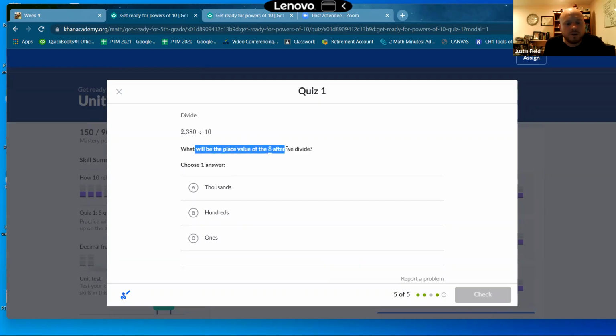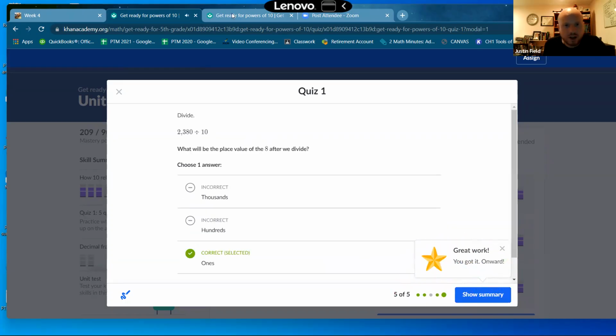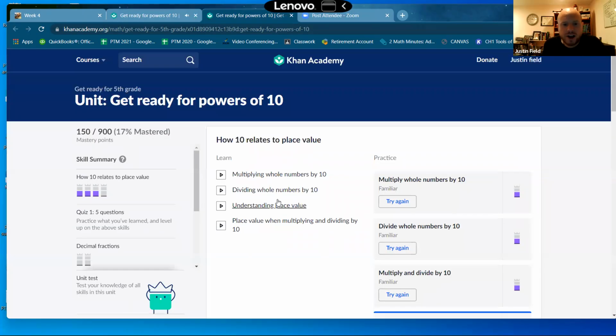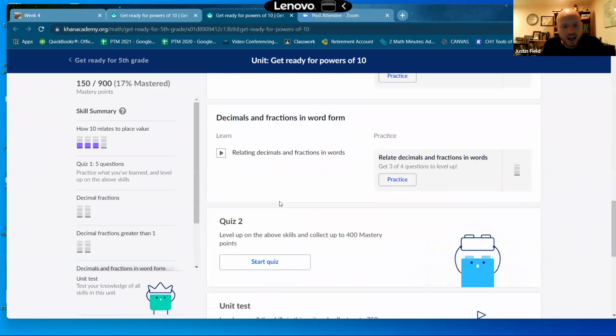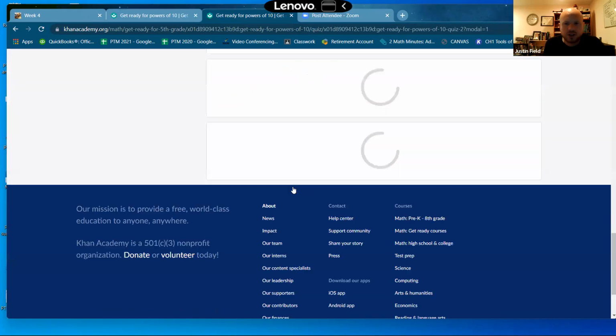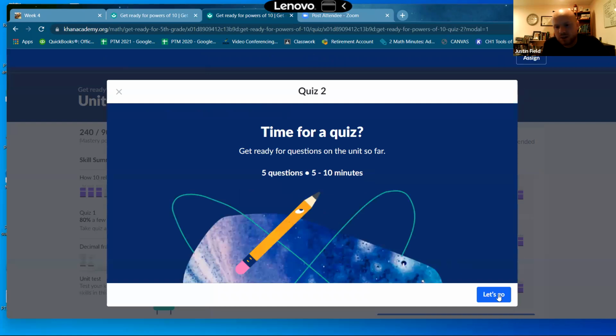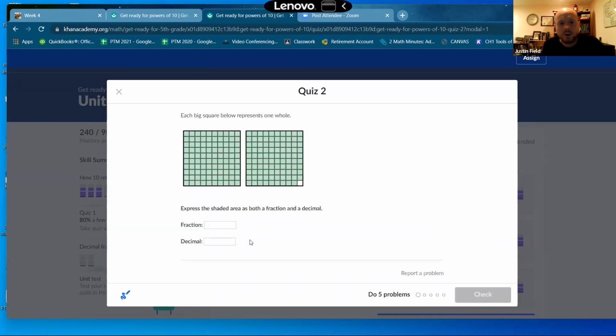Okay. What will be the place value? Well, it would be in the ones now, wouldn't it? So it's a good one. It's very important to know your powers of 10 and be able to use those. It should not be a mystery. They should be nice and easy, but they really help you.